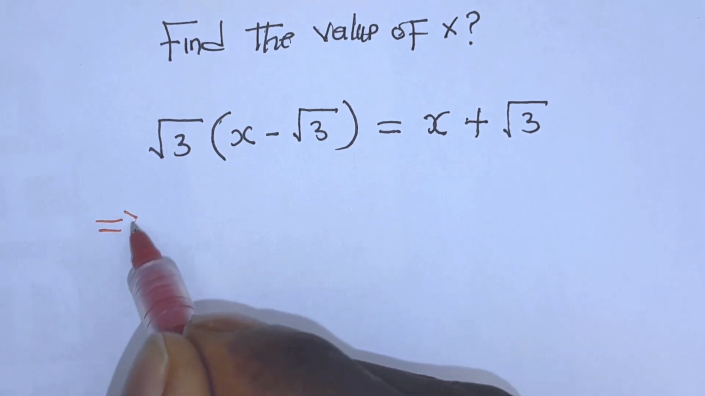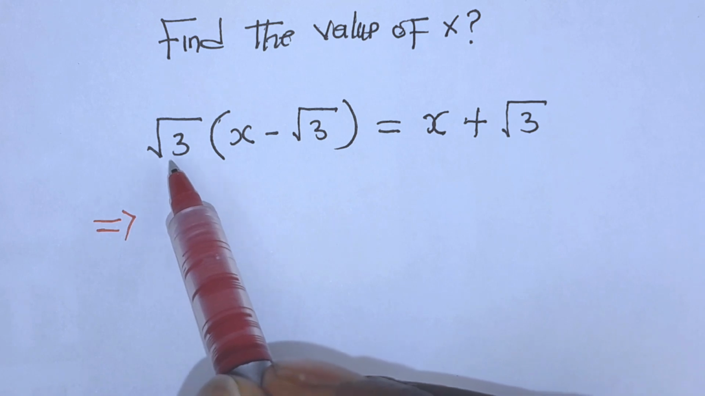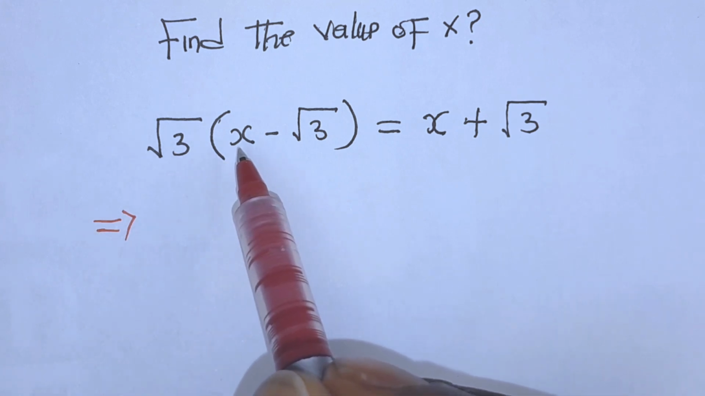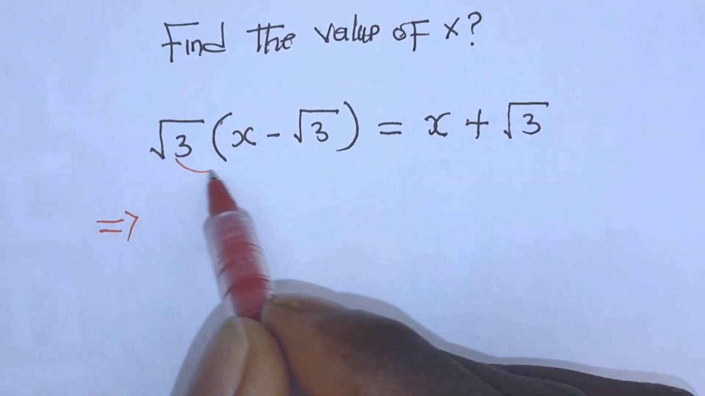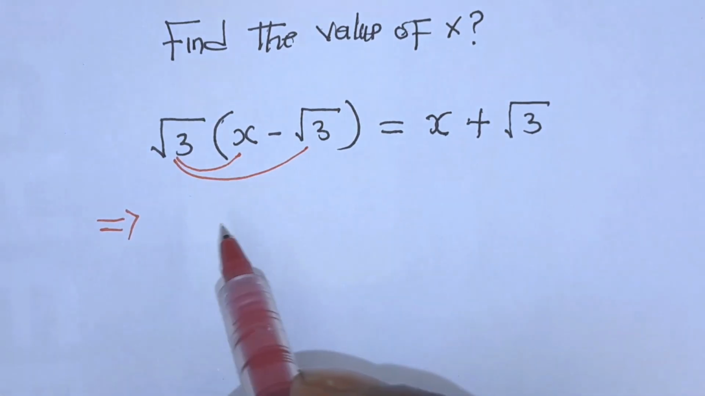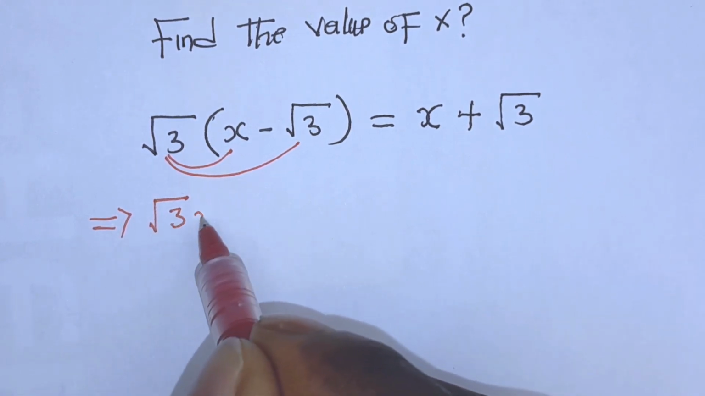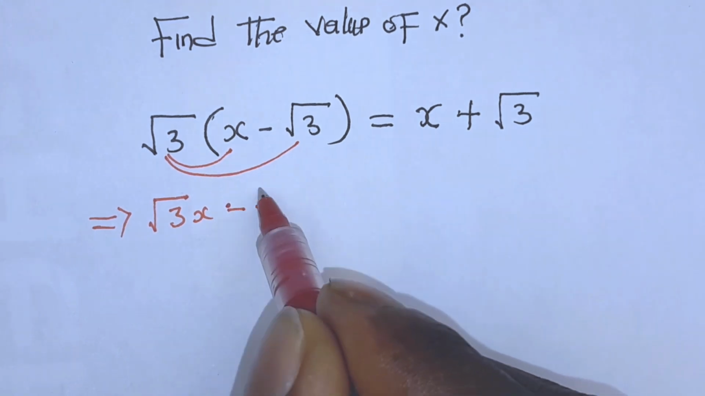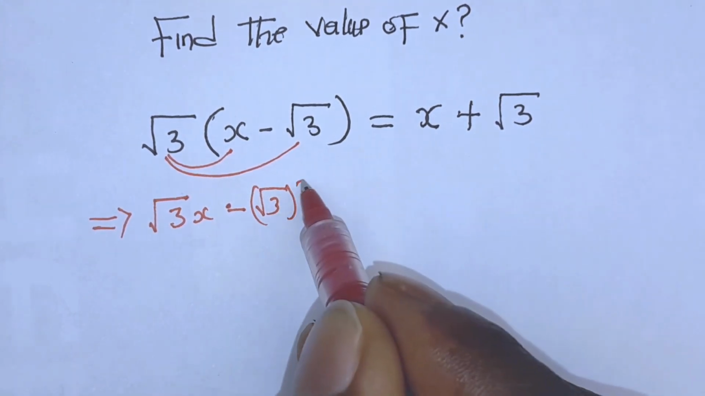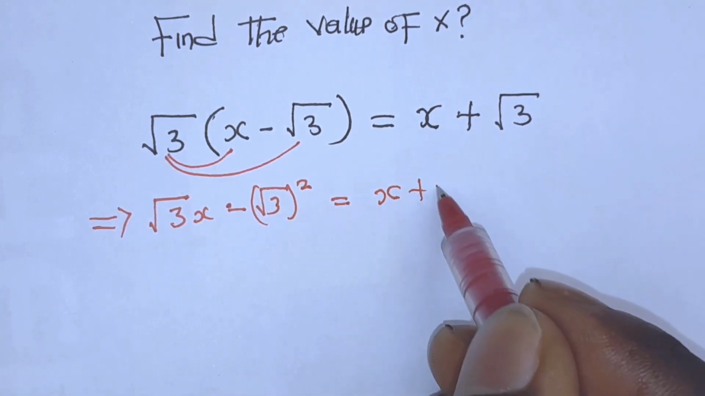Therefore, the first step here is to distribute this root 3 to this parenthesis. That is root 3 times this and root 3 times this, which is root 3 x minus root 3 squared, which is equal to x plus root 3.